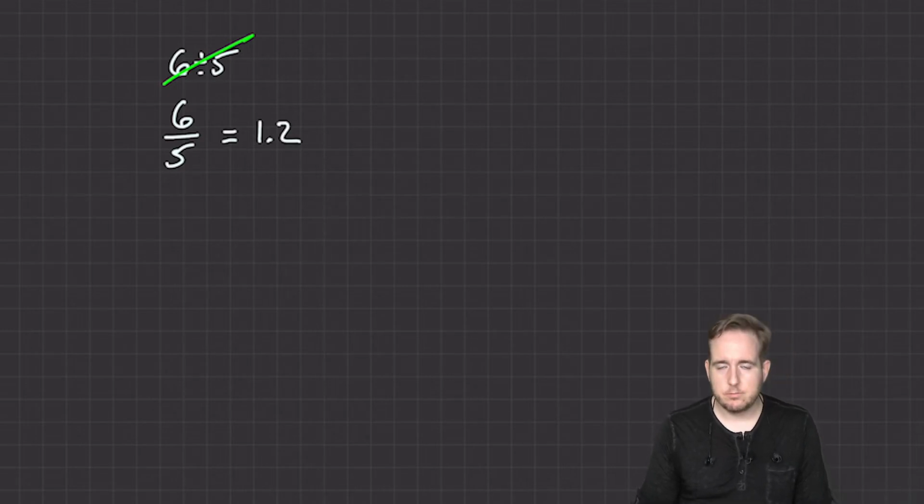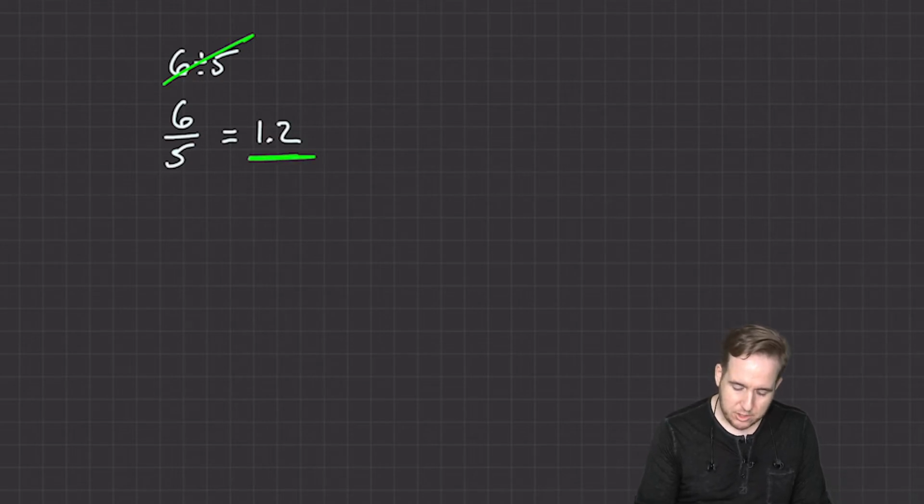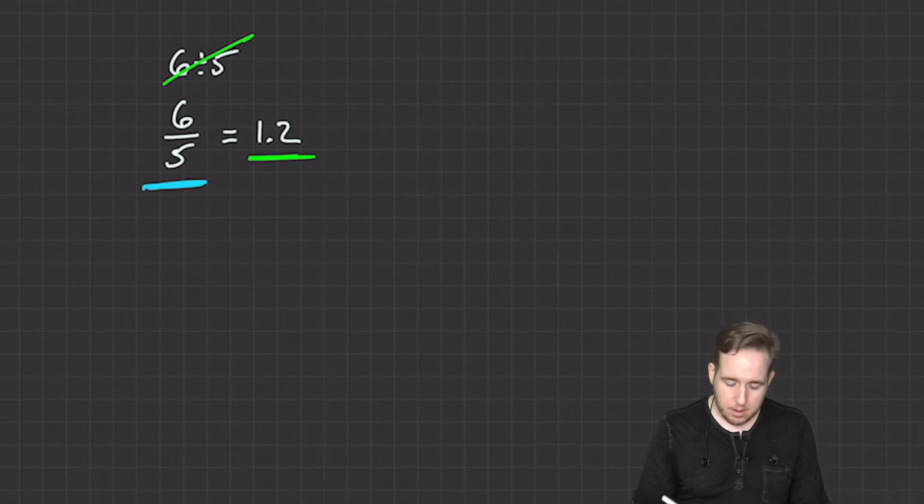So 1.2, fine, whatever. Now, if this is a measurement question or a money question or something like that, then I am totally on your side. I agree with you. 1.2 makes more sense than 6 divided by 5. However, 6 and 5 are both whole numbers, and I can count to them on my fingers. They're really, really easy to work with. I know the 6 times table. I know the 5 times table.